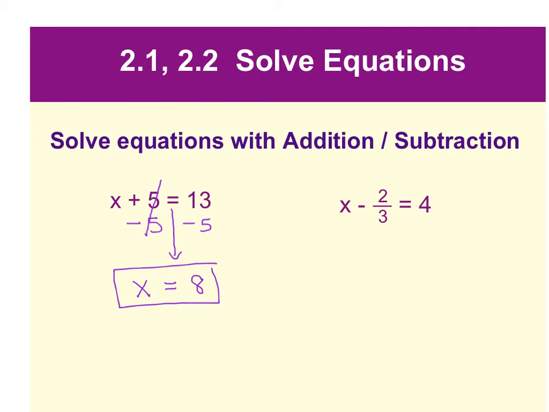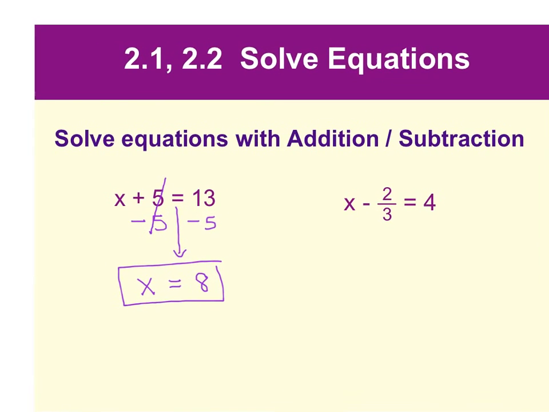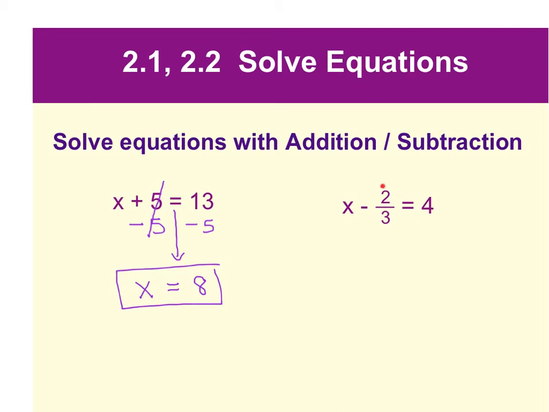All right, next example, x minus 2/3 equals 4. Even though it's a fraction, don't worry about that. Just say, what's the opposite of subtracting 2/3? That's going to be adding 2/3. So I'm going to add 2/3 to both sides. Negative 2/3 plus 2/3 equals 0, so that cancels. So what we have to do is this math over here on the right. I have to know what 4 plus 2/3 is.